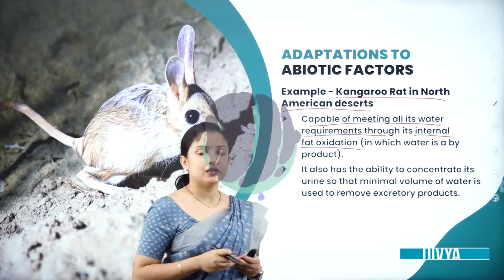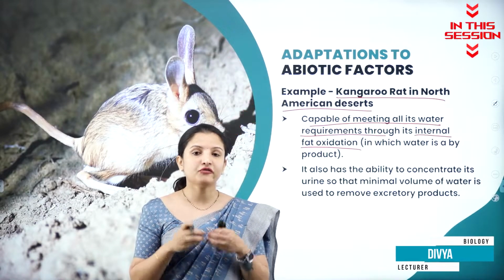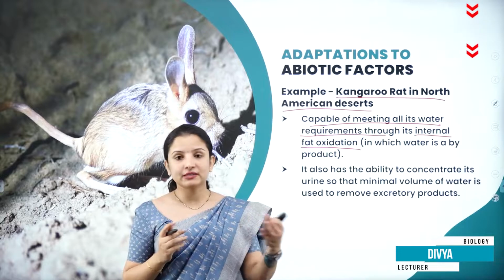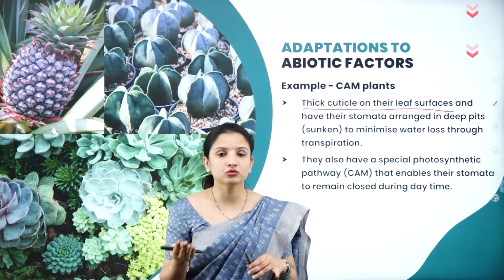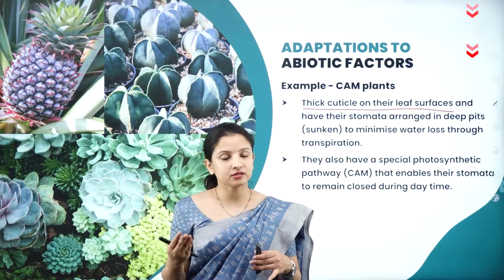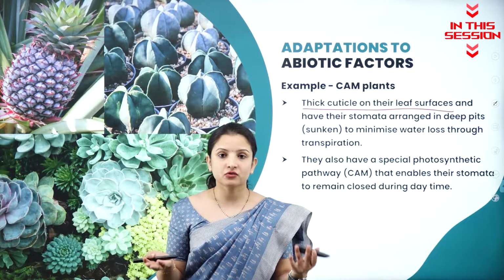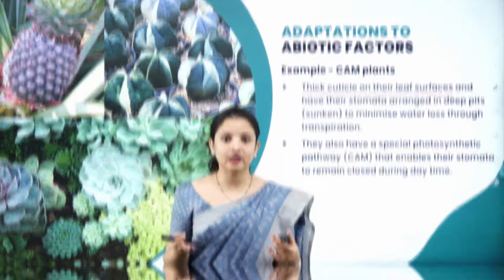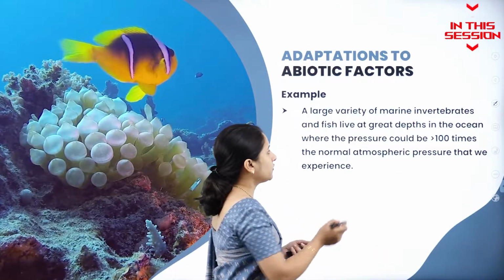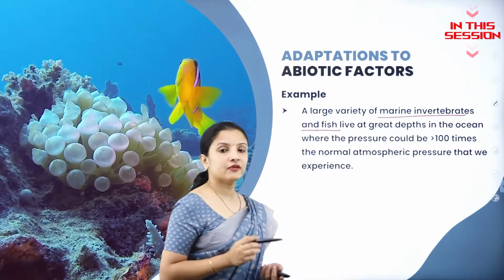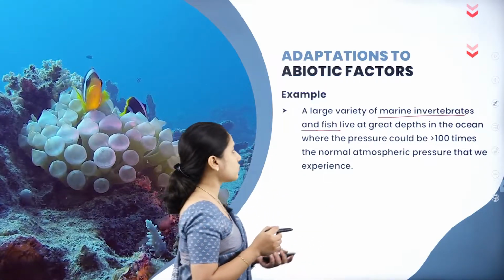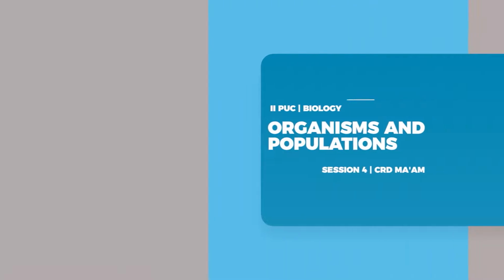These desert animals have a large amount of fat stored in them. One more example that I can take is the camel. So the plant should not lose water. And if the stomata is exposed and open, the water loss is quite high, right? Here a variety of marine invertebrates and also some of the fishes live in the greater depths of the ocean where the pressure.